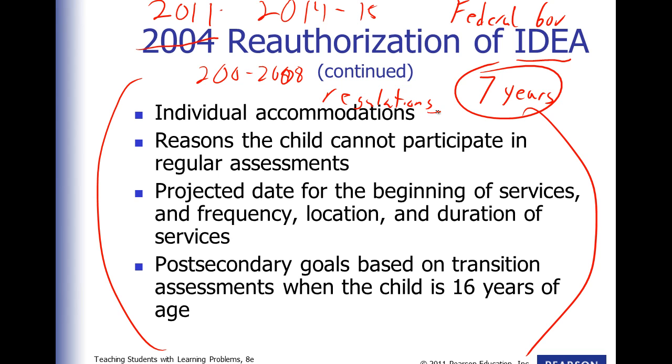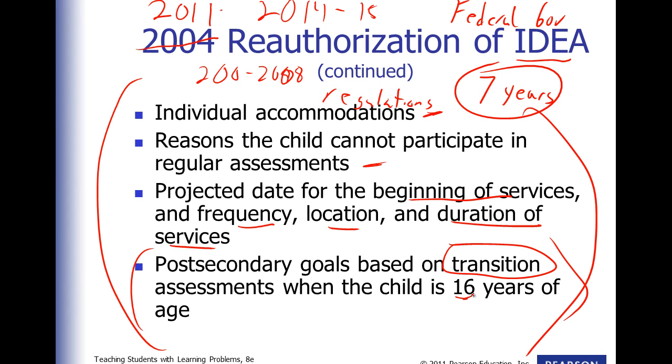So we have to talk about, on each page you talk about individual accommodations. You talk about the reasons a child cannot participate in the regular assessments, the projected date for beginning of services, the frequency, location, and duration of services, which was on the page I just showed you, and post-secondary goals. This has to do with transition. We're not going to do a lot with transition in this course, but I will say that word a number of times, because you can't talk about IEPs and this entire instructional process without talking about its effects on transition at age 16.